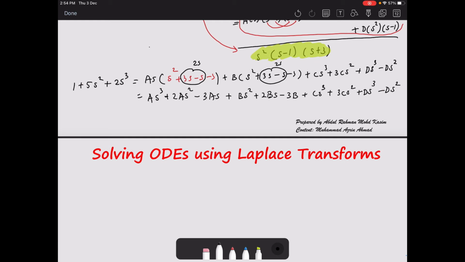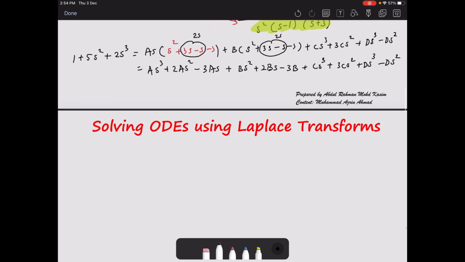Okay, so now you can make a comparison between the left hand side and the right hand side. Look at here, we have the highest power of s is 3, and its coefficient is 2 in the left hand side, and then look at here, you may choose the ones having the s power of 3. Here you will have A, and then you also will have C, and then you will have D.